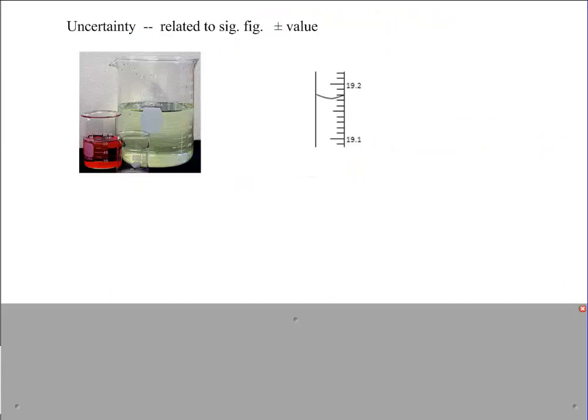Okay, we're going to talk a little bit about uncertainty, primarily in terms of making measurements. We're not going to include uncertainty in our calculations. The uncertainty simply is looking at the sig figs and what decimal place is accurately graduated and what decimal place do I have to estimate. So the plus minus value is a measure of the estimated digit.